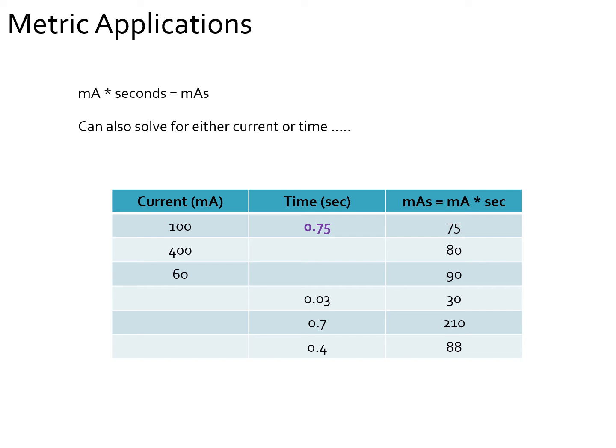So for the first one, you should get 0.75 seconds, then 0.2, 1.5, and for current is 1,000 milliamps, 300 milliamps, and finally 220 milliamps.